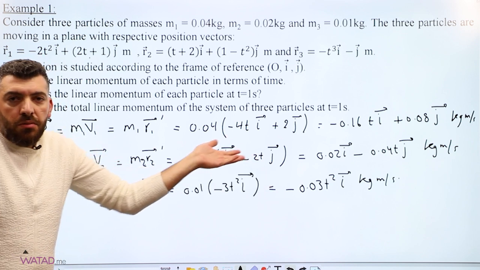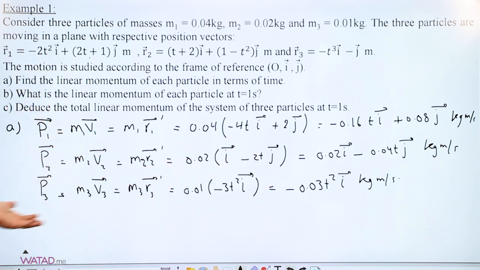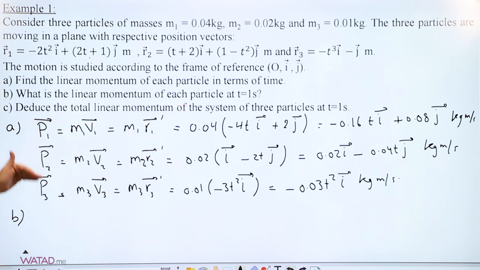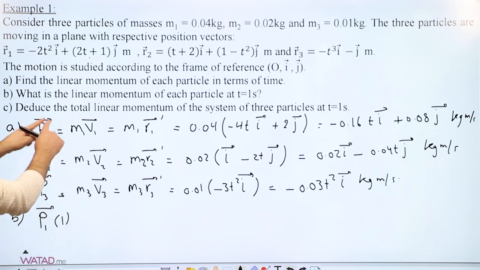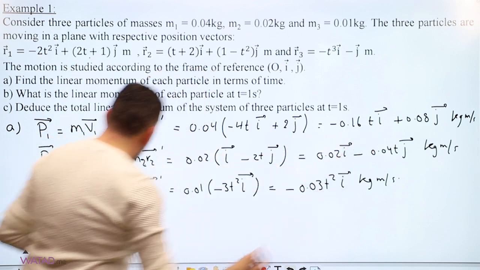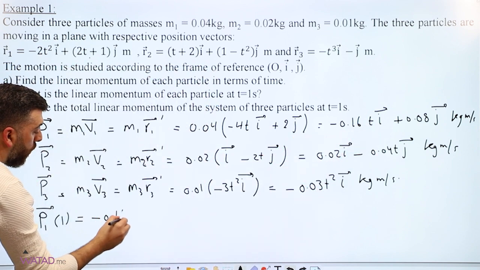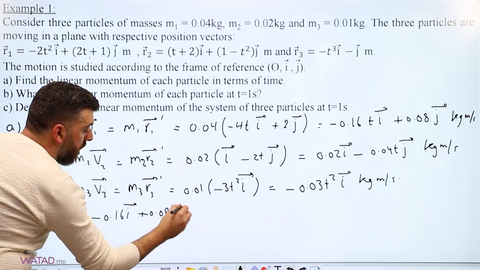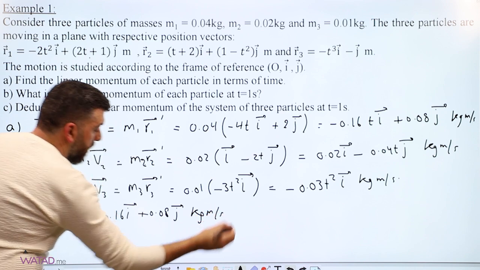If it doesn't come out as a function of time, okay, it would be constant, no problem. Part B asks what is the linear momentum of each particle at t equal 1. It wants the linear momentum at time equal 1, so we substitute. So p1 at time 1, we can say it's p1 of 1. Here I could have written p1 of t, as a function of time, it doesn't matter. So p1 of 1 is the momentum at t equal 1, we substitute 1, it becomes minus 0.16 i plus 0.08 j kilogram meter per second.